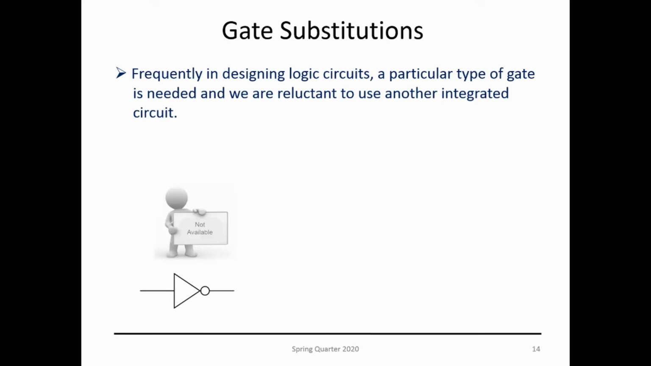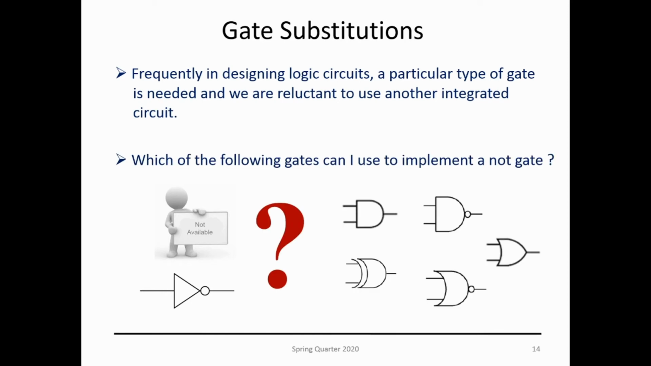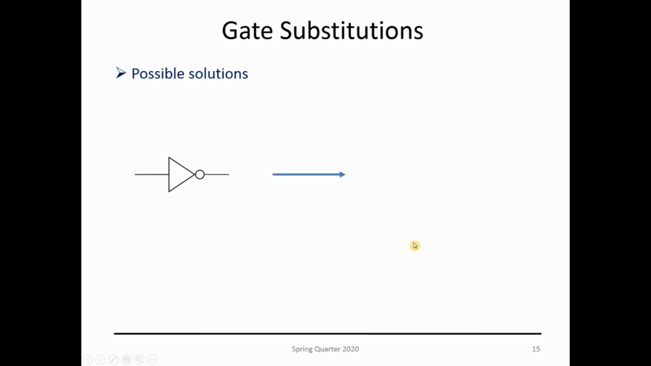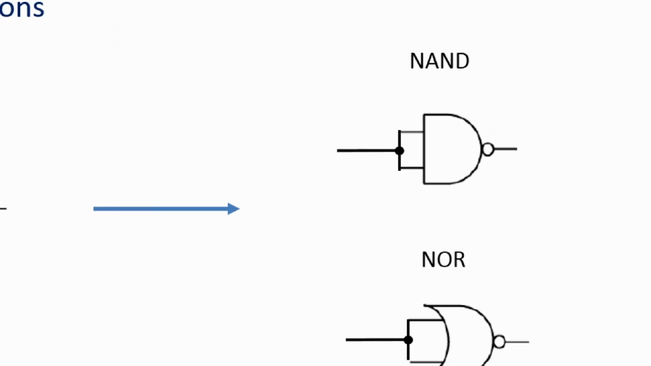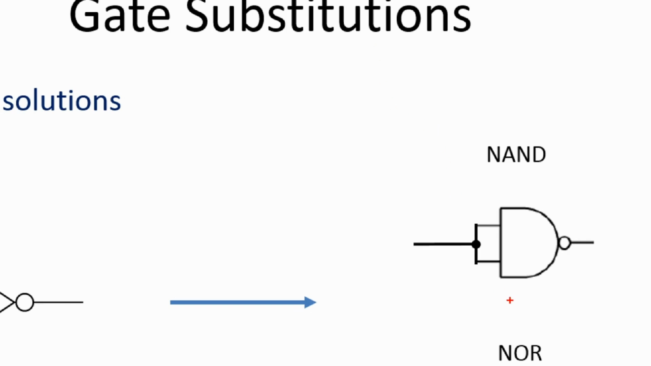Sometimes we don't have certain gates available, for example the NOT gate. How can I implement the NOT gate with other sets of gates that I have available? One way of doing this, there are possible solutions, is to short circuit the inputs of an AND gate, or the inputs of an OR gate, and now this is behaving exactly as a NOT gate. One input, one output.